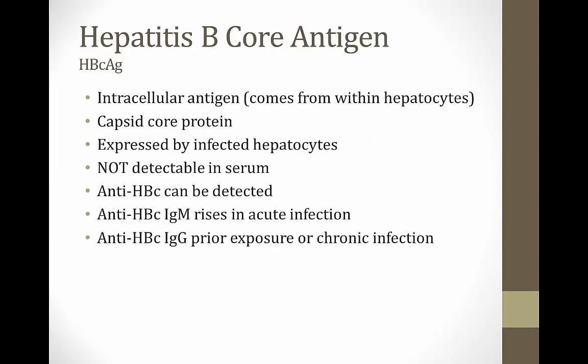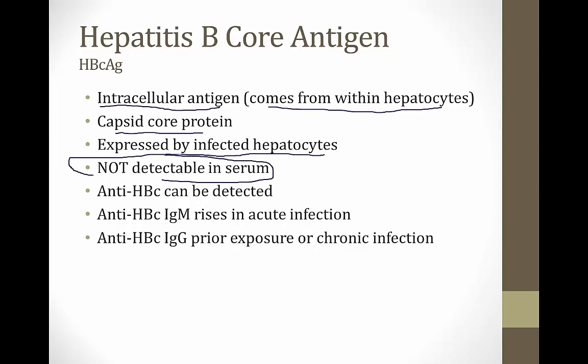Next, let's talk about the hepatitis B core antigen. This is an intracellular antigen. It comes from within hepatocytes that are infected. It's a capsid core protein and it's expressed on the surface of infected hepatocytes. But very importantly, it doesn't get into the plasma and it's not detectable in serum. You can only detect antibodies to the Hep B core antigen. You cannot detect the antigen itself. Anti-Hep B core antigen IgM rises in acute infection, and anti-Hep B core antigen IgG will be elevated in patients who have had a prior exposure or patients who have chronic infection.